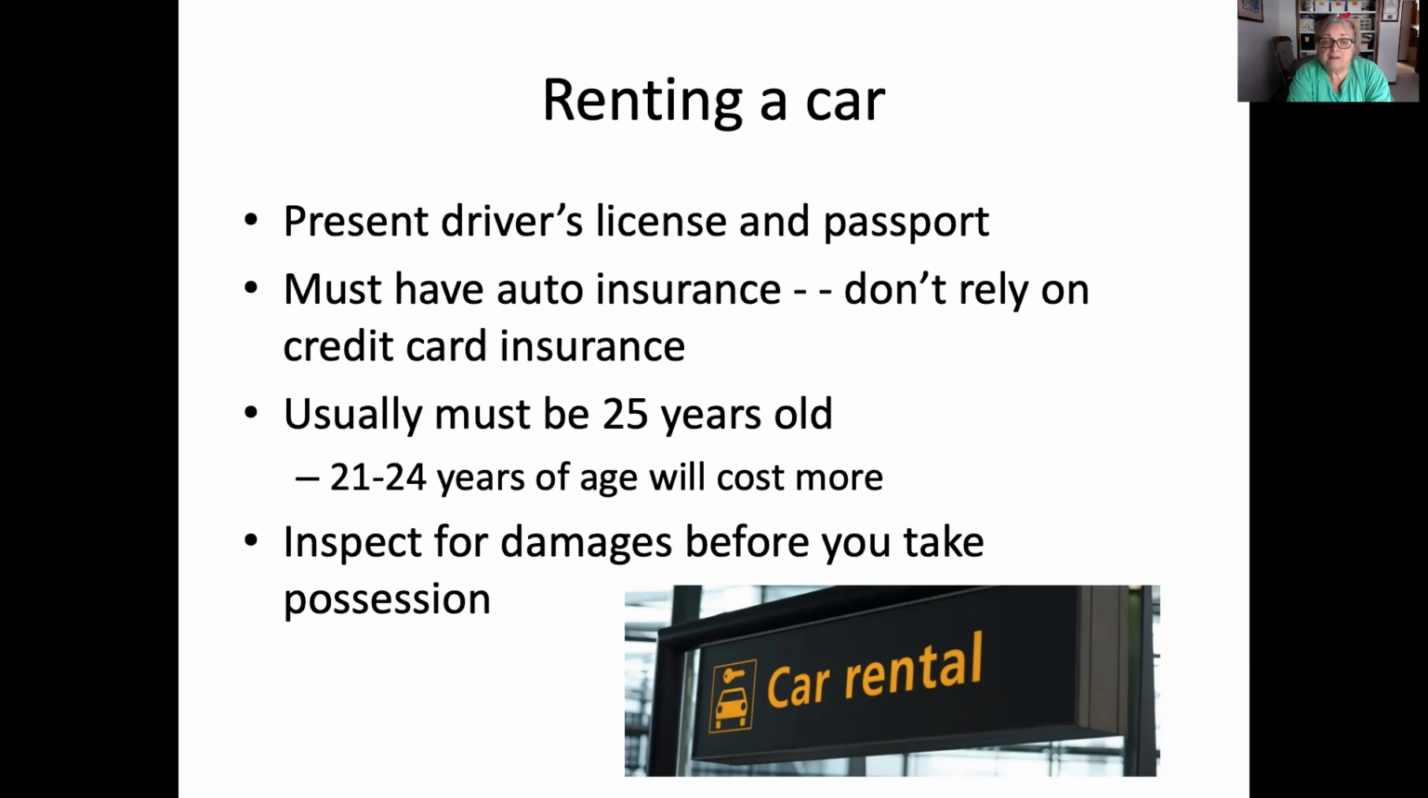And before you take possession of that car that you're renting, check it over for damages so that you know whether or not that scratch on the front bumper was there before you took possession of the car, because you do not want to be charged for damage that you were not responsible for.